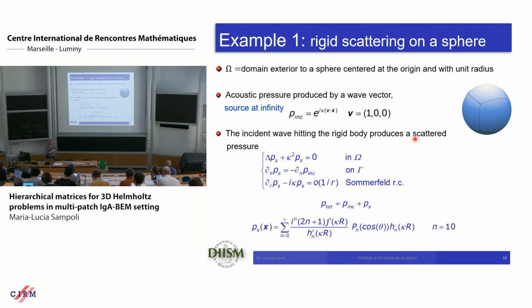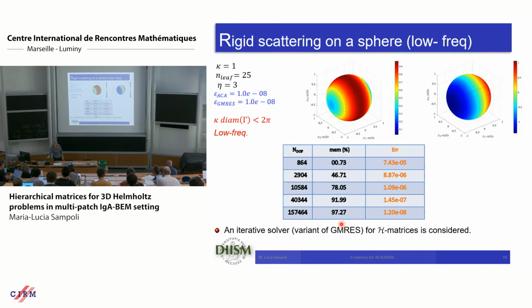So, just a few examples. The first example is the rigid scattering over a sphere. We suppose to have a sphere hit by a plane wave, and as the sphere is hard, the plane wave produces a scattering at the exterior of the sphere, and the scattered pressure satisfies the Helmholtz equation. This is a benchmark because for this problem we know the exact solution, given by this, and so we can compute the exact error.